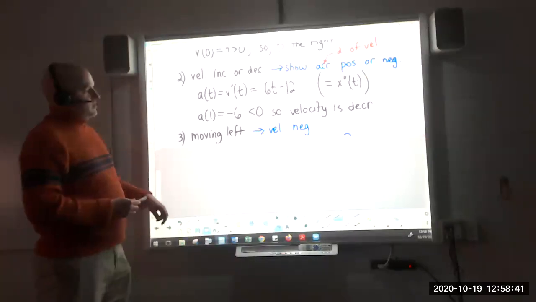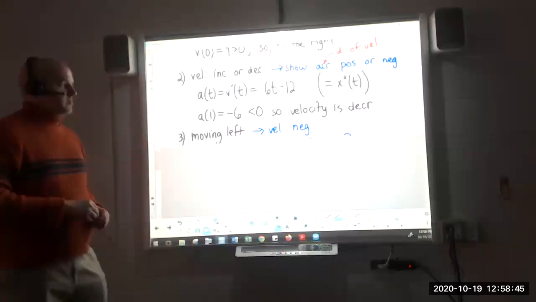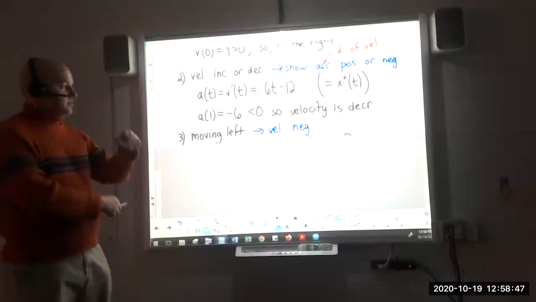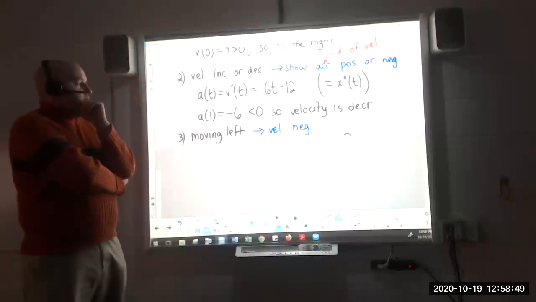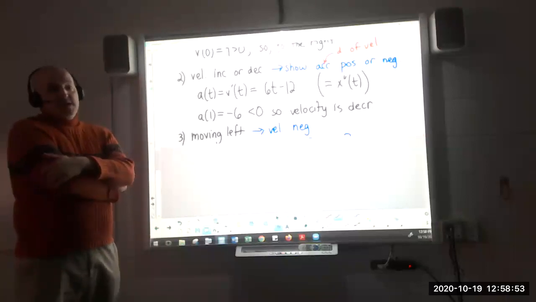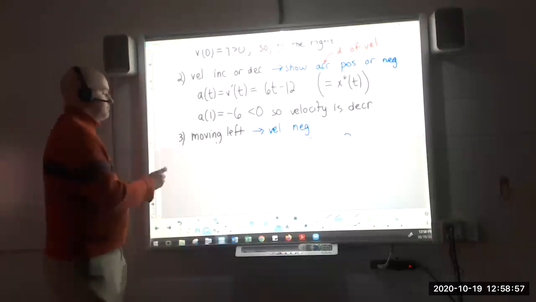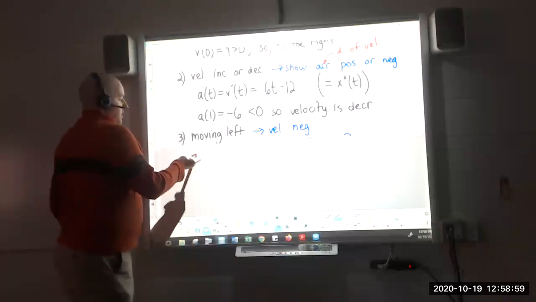Oh, I forgot to mention something, sorry. I didn't mean to go on to number 3 here, but I did mentally without finishing my thought, excuse me. So I already mentioned that acceleration being negative, because it's the derivative of velocity, means velocity is decreasing. Acceleration being negative also means acceleration to the left. Sorry about that. Doing it out of order.